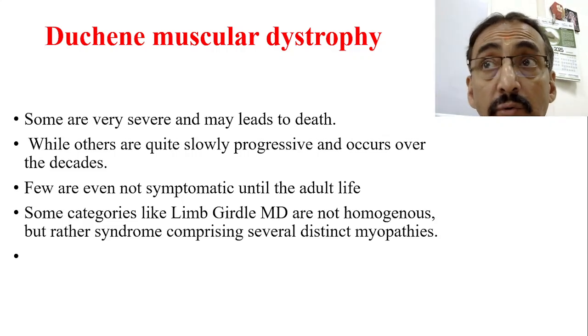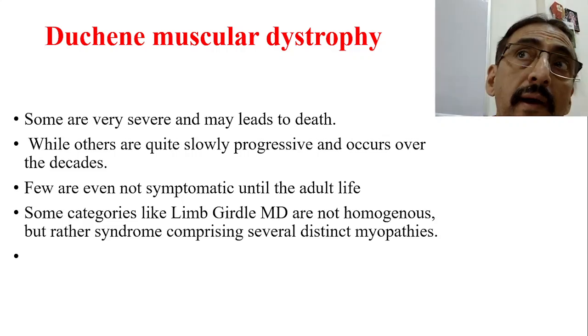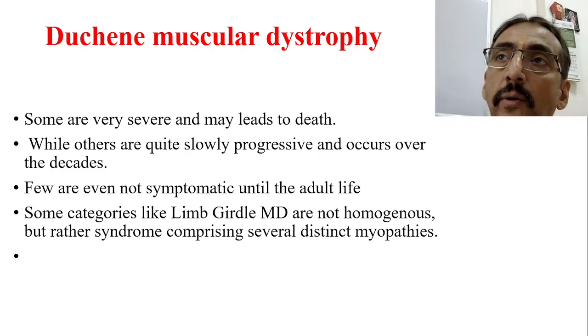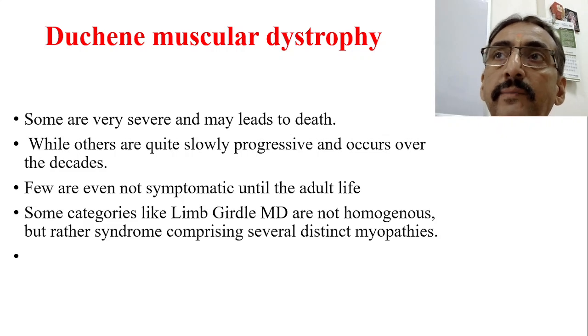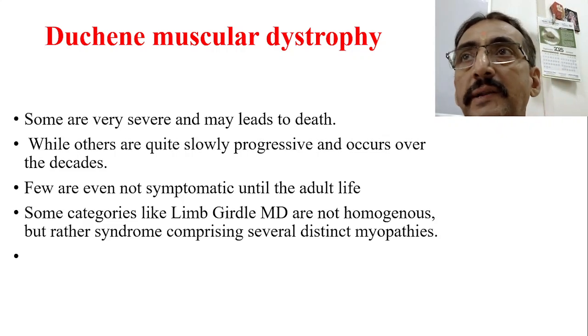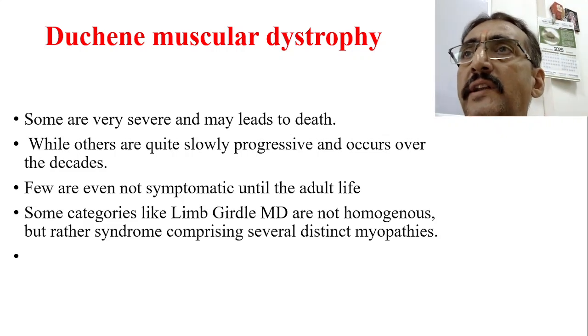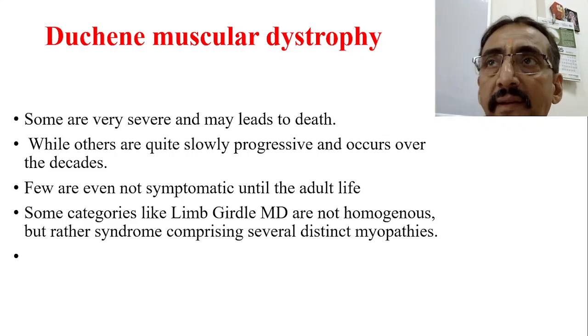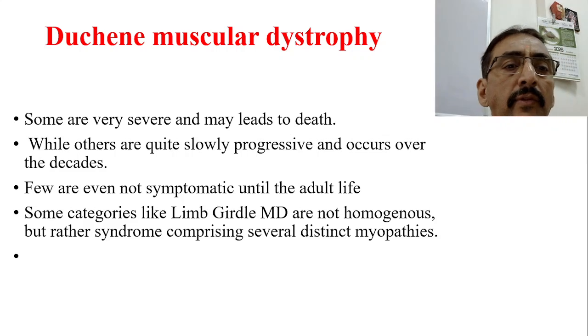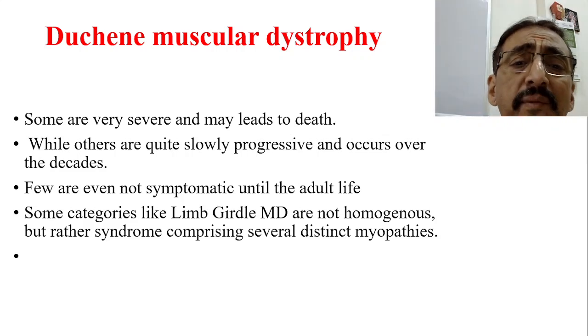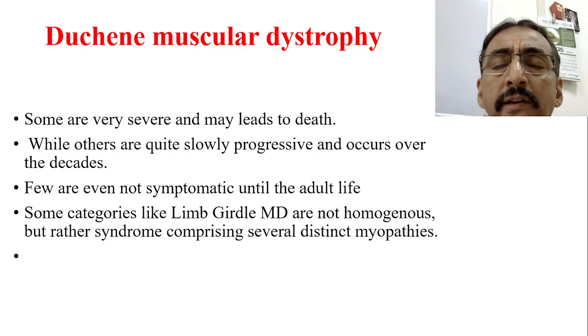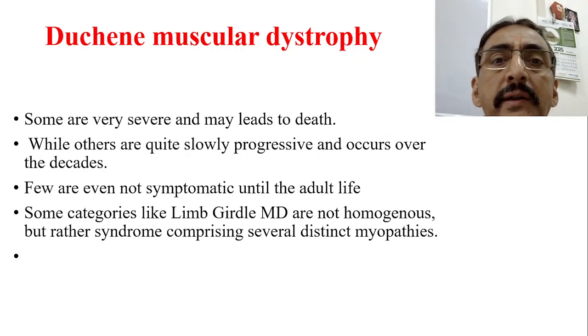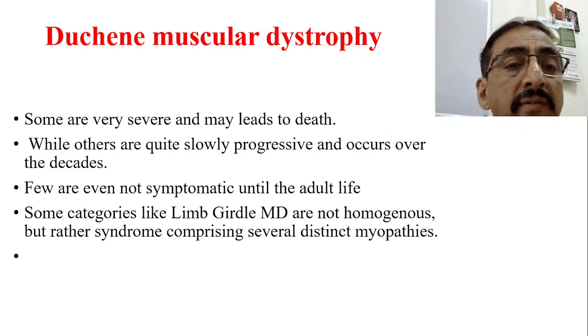If the gene is totally abnormal, say 90% is abnormal, then definitely the disease will be fast progressive. Now if that particular gene is only 50% abnormal, 50% is working, then it may take some time, slowly progressive. So a few are not even symptomatic until adult life. There are different types of myopathies and dystrophies. Some of them are very slow.